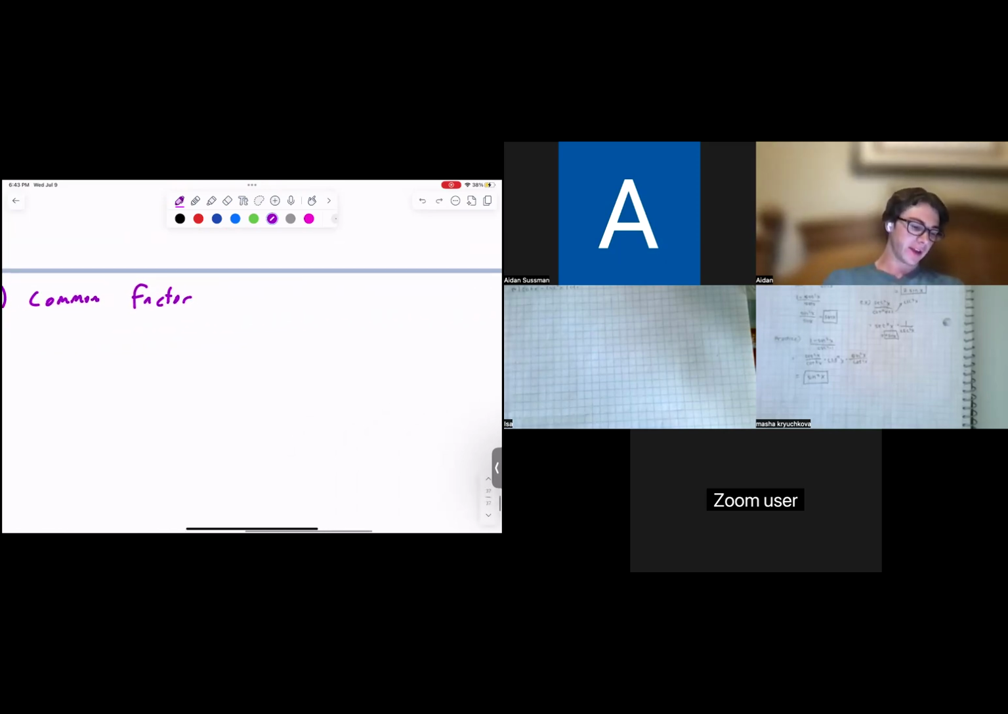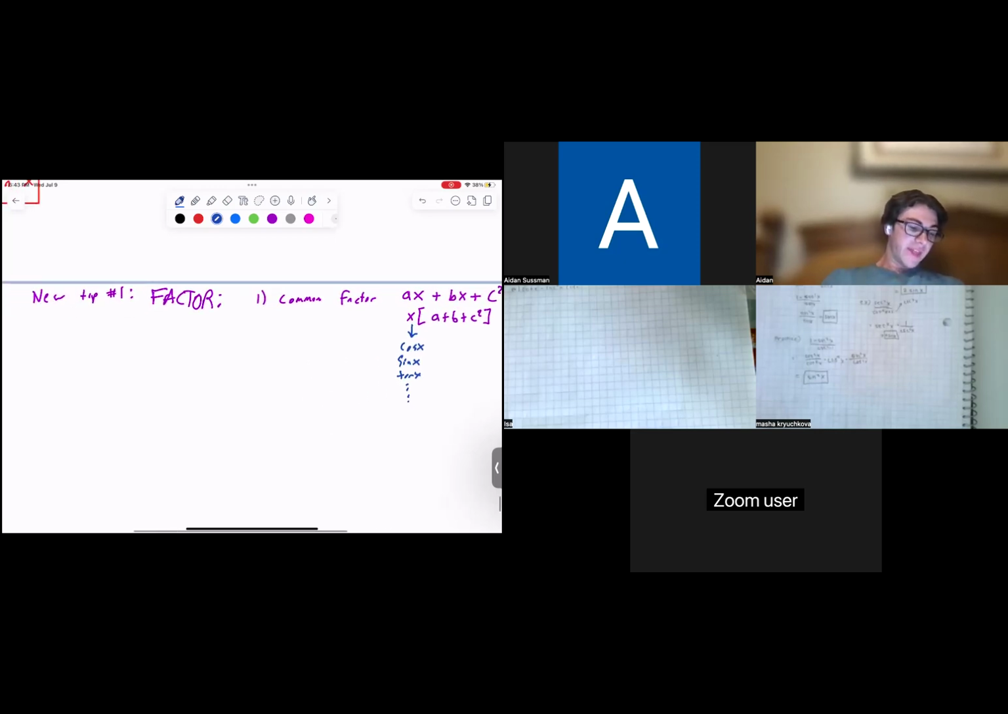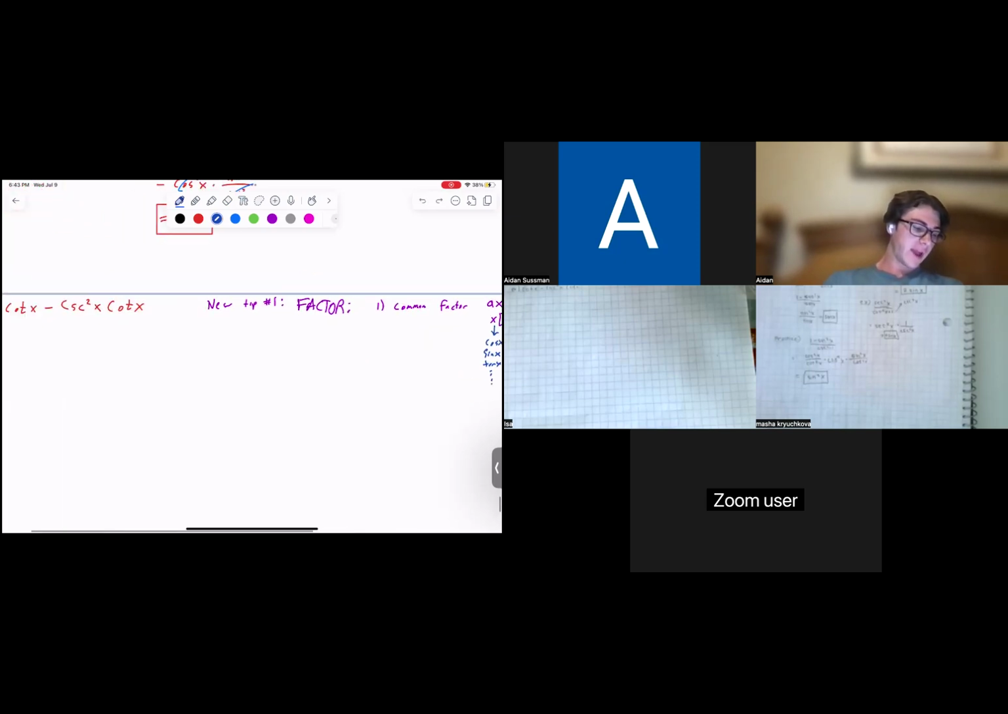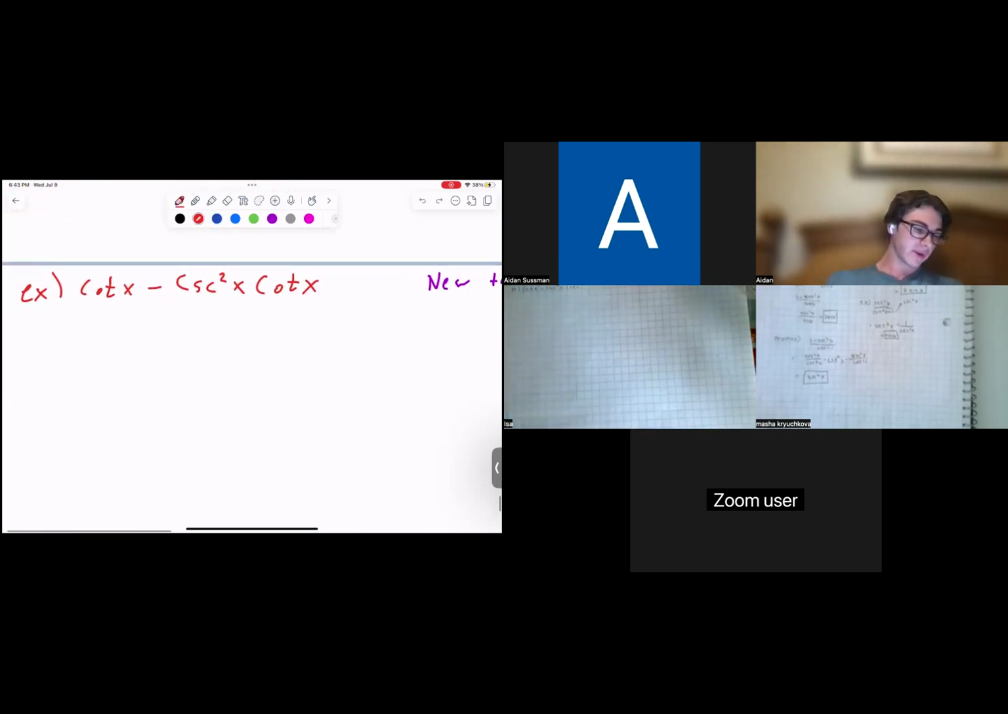Anytime we are adding a bunch of things, for example, let's say ax plus bx plus c squared x, guess what? All of these share an x. So we will factor out the x. So that would be a plus b plus c squared. And guess what? X will most likely be a trig function. So x might be cosine of x or sine of x or tangent of x, etc. That's the first type of factoring. Anytime we see that, that's the very first thing we're going to do.